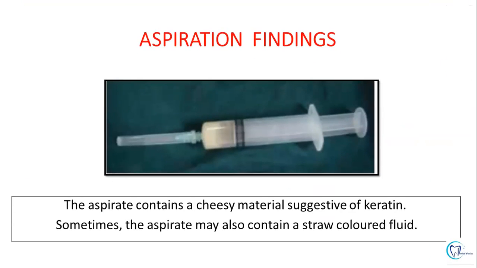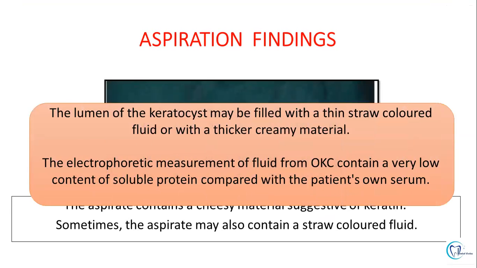Now, when we see the aspiration findings, usually the cystic lumen of the OKC contains cheesy material which is suggestive of keratin. Sometimes there can be straw color fluid also. So the presence of this straw color fluid or thick creamy material in the lumen is attributed to the presence of keratin flakes in the lumen, and this fluid shows a low soluble protein content when it is compared with the patient's own serum.